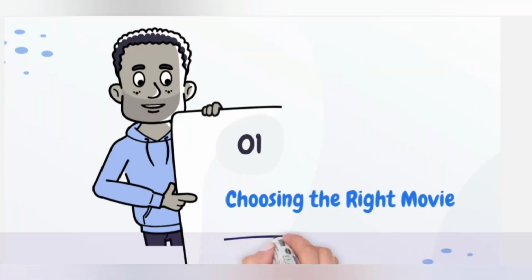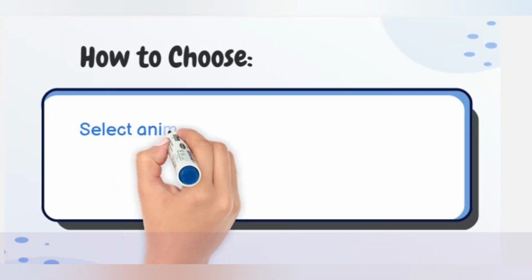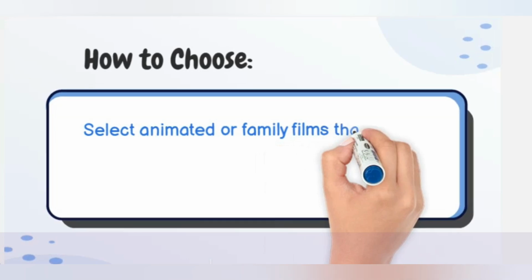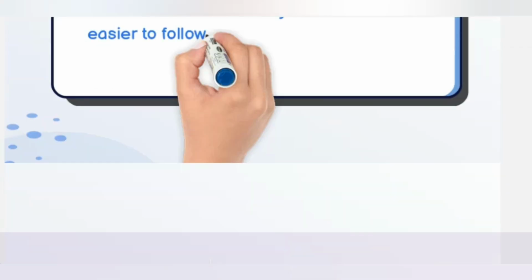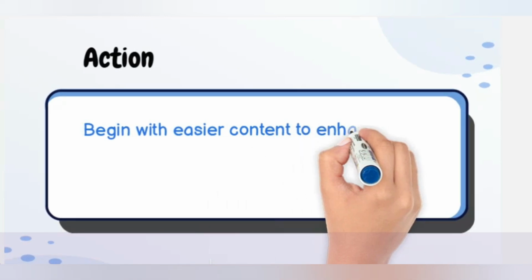Start with simple films to build your confidence and understanding. How to choose. Select animated or family films that are easier to follow. Action. Begin with easier content to enhance listening skills.